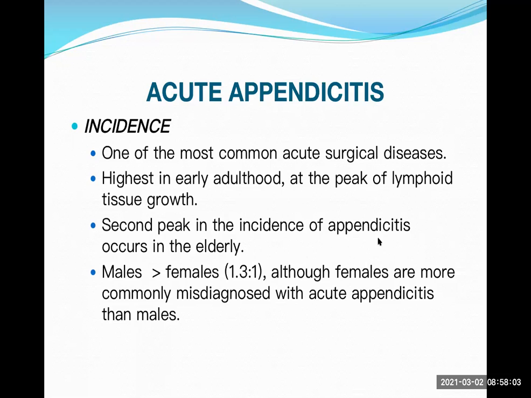The second peak occurs in the elderly. And regarding the male to female ratio, it is almost the same. Males are slightly more commonly affected by appendicitis than females, 1.3 to 1, but it is not a bigger concern here.